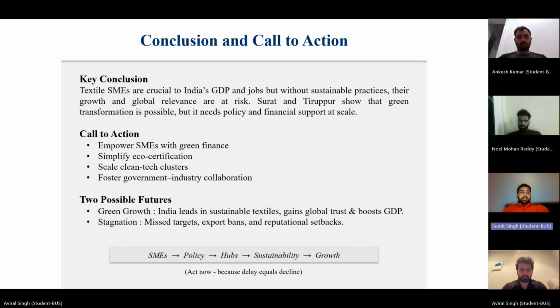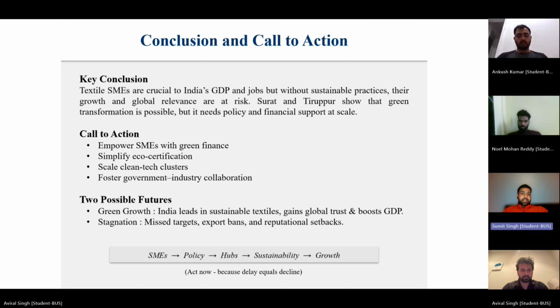To conclude, let's recap. Surat and Tirupur are not just textile cities, they are gateways to India's green transition. Sustainability is no longer optional, it is tied directly to GDP, jobs, and global competitiveness. Practical, phased, and well-supported reforms can turn today's risk into tomorrow's leadership.